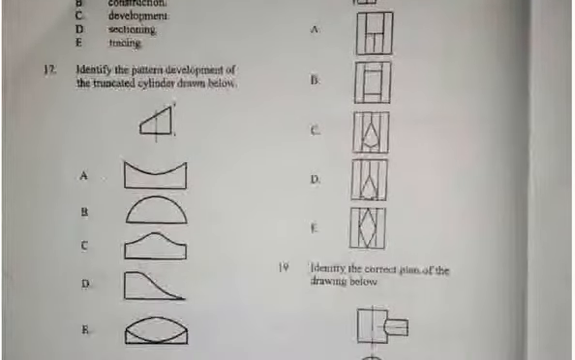So question 17 says that identify the pattern development of the truncated cylinder drawn below. So you have to be observant, you have to watch this very well. This is the seam, so it means that we are cutting this cylinder, we are cutting at this point and we open it, and when we open it, this is what we are going to get. So option A is the answer to that question 17.